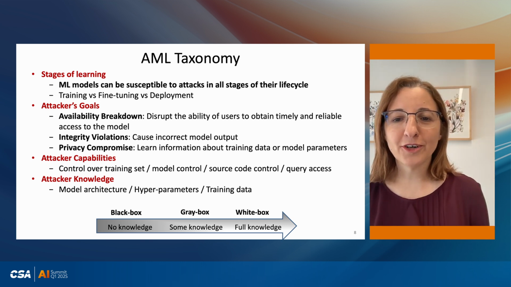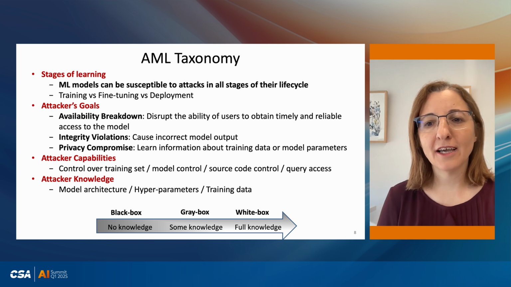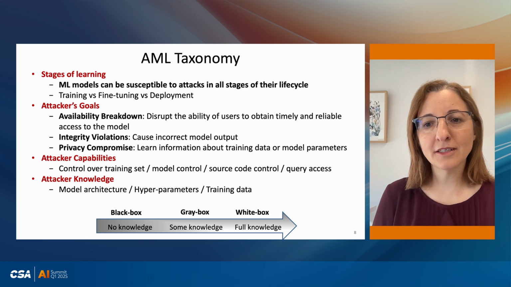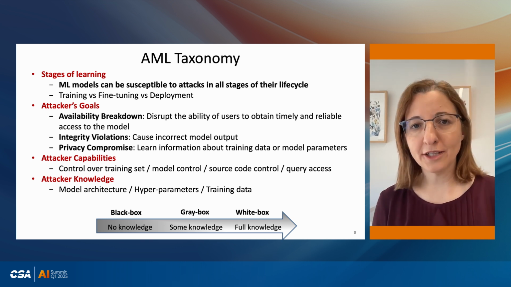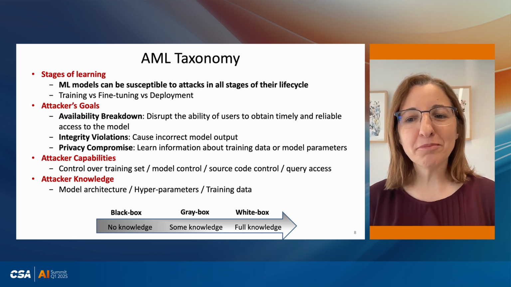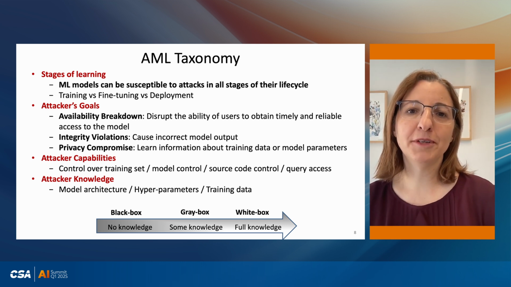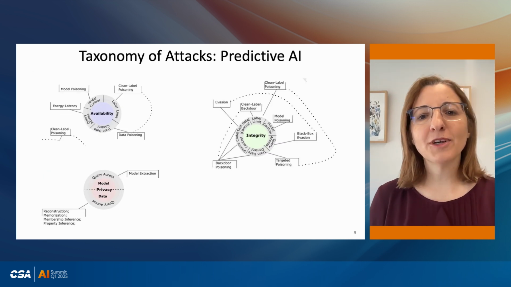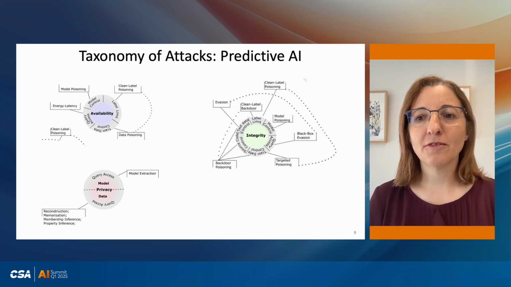And the last and fourth category is attackers' knowledge. What does the attacker know about the AI system? And here attacks vary quite a bit from black box models, when attackers don't have any knowledge about the system, to white box models, where they have full knowledge about the system. Of course, in between, we have a number of gray box models where the attacker has some limited knowledge about the AI system.